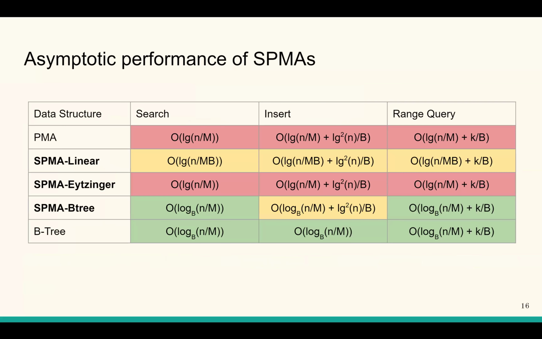And so now if we look at our asymptotic performance, again in the external memory model, we have in red the traditional bounds of the PMA. We have in green the optimal bounds we'll get from a B plus tree. And we find that with the SPMA B-tree, we are able to hit optimal bounds for both search and range queries. However, we haven't impacted inserts at all, so we do still get a slower bound there, other than the improvement that we get in the search phase.